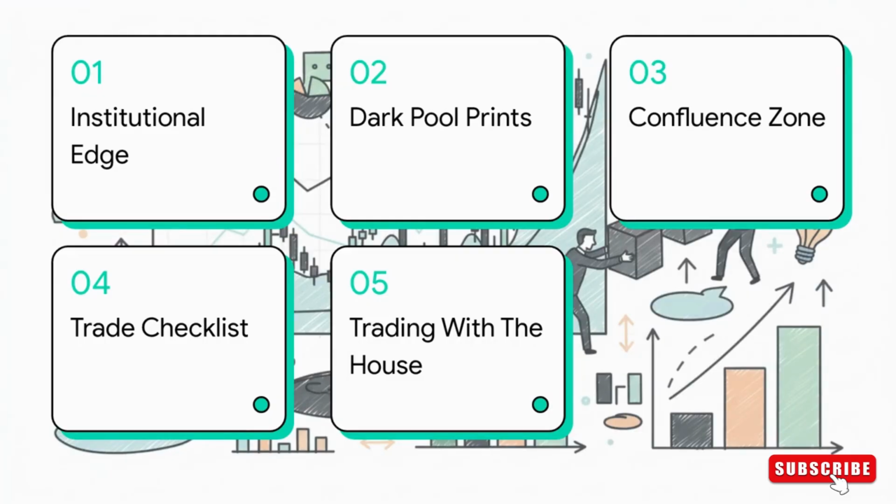Here's our roadmap for today. First, we're going to talk about why understanding this institutional edge is such a game changer. Then, we'll get our hands dirty and learn how to decode the clues they leave behind in dark pool prints. After that, we'll build what I call the triple confluence zone. This is where the really high probability trades are born. Then we're going to wrap it all up into a super practical, step-by-step accumulation trade checklist. And finally, we'll see how this whole strategy fits into a bigger system of trading with the house.